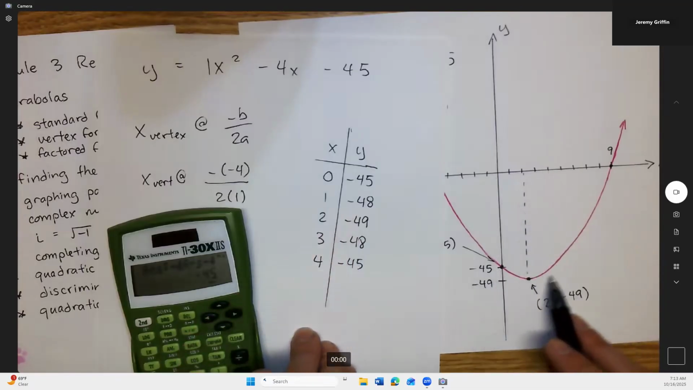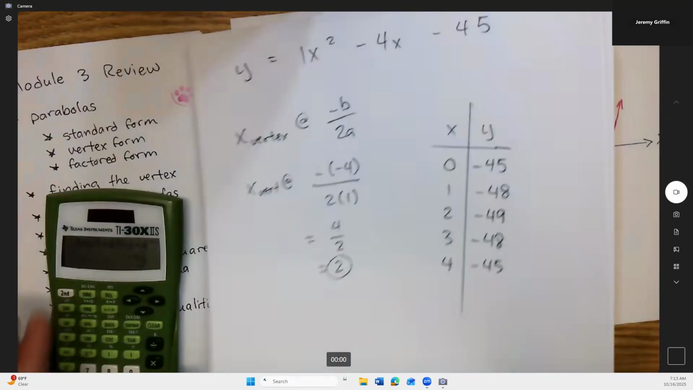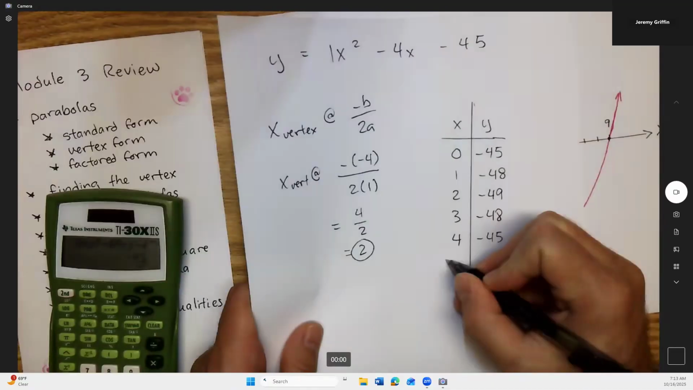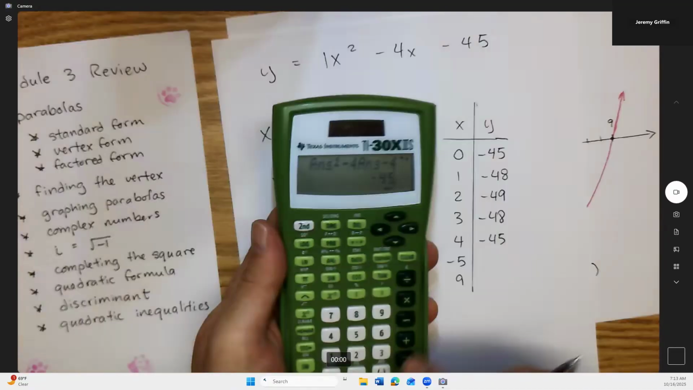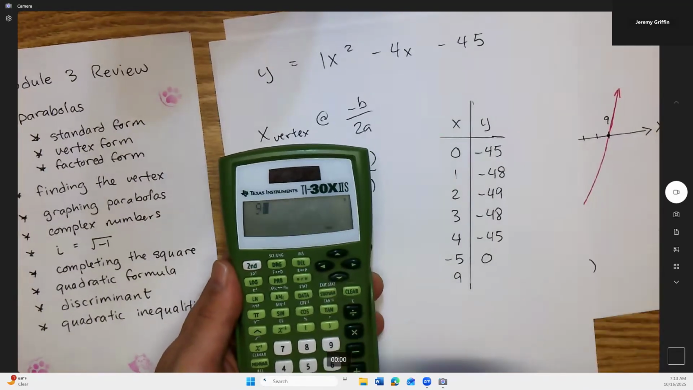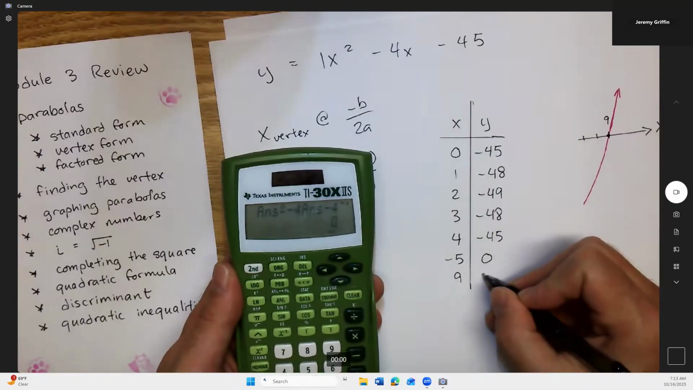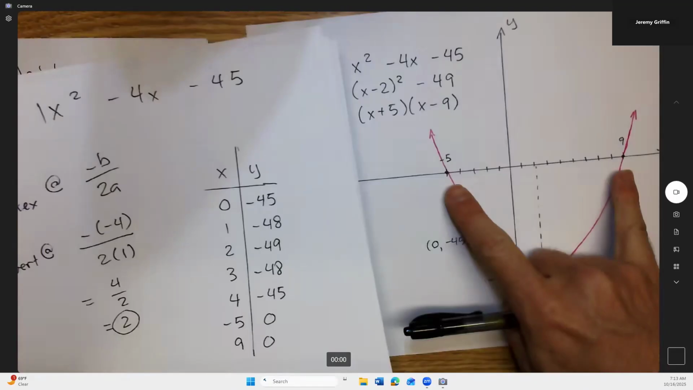So we start to create a parabola there. Now, what about the rest of this? You can plug in as many numbers as you want. Here, let me show you guys -5 and +9. If I plug in -5, scroll, it gives me 0. If I plug in 9, scroll, scroll, it also gives me 0. So that gives me just those points.